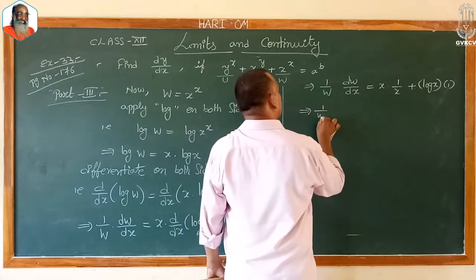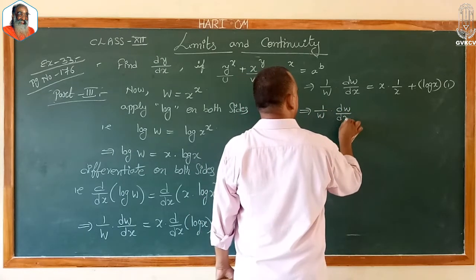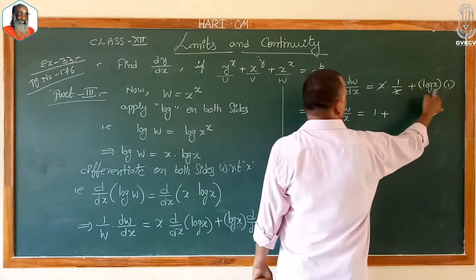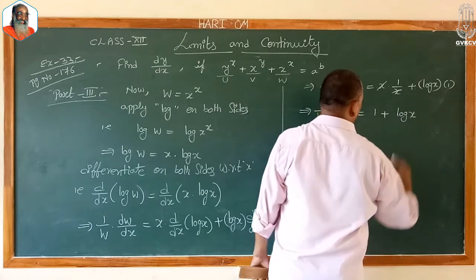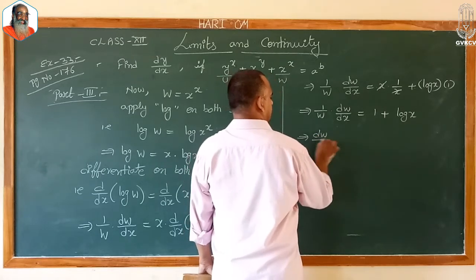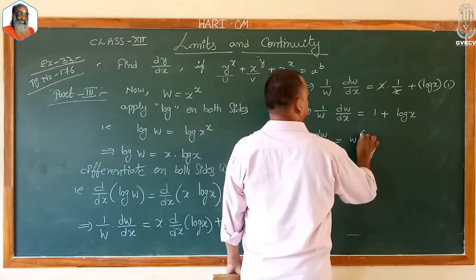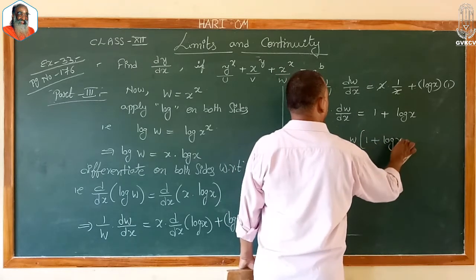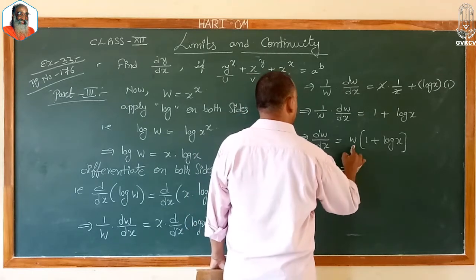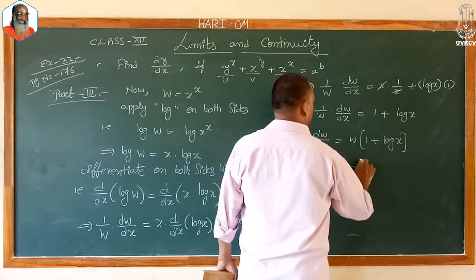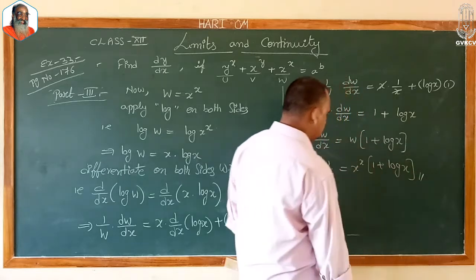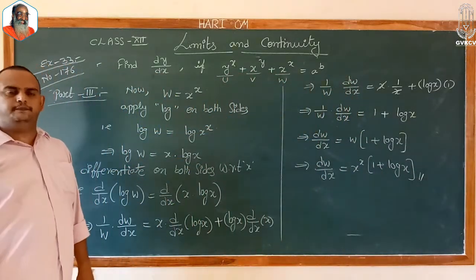That implies 1 by w into dw by dx is equal to, x can get cancelled, we have 1. Log x into 1 is nothing but log x. Here w is divided, comes this side, multiply. dw by dx is equal to w into 1 plus log x. dw by dx, w is nothing but x power x. So x power x into 1 plus log x. This is about part 3.